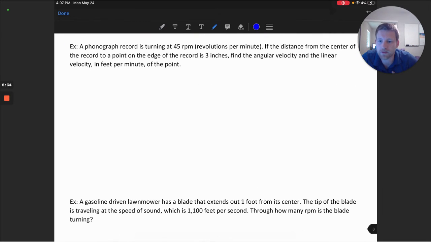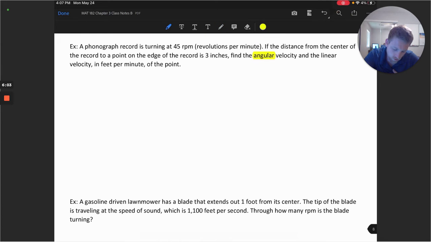This second example says a phonograph record is turning at 45 RPMs, that's again revolutions per minute. If the distance from the center of the record to a point on the edge of the record is 3 inches, find the angular velocity and the linear velocity in feet per minute of the point. Okay, so this has kind of two components. We want to find angular velocity first, and then we can go out and solve for the linear velocity. So let's start with that angular velocity.